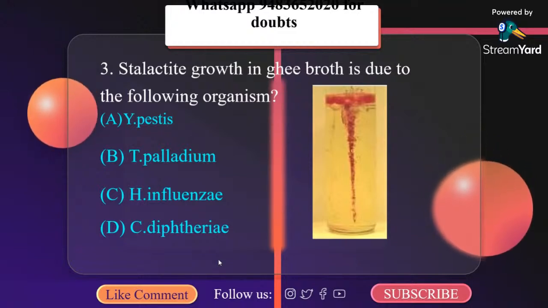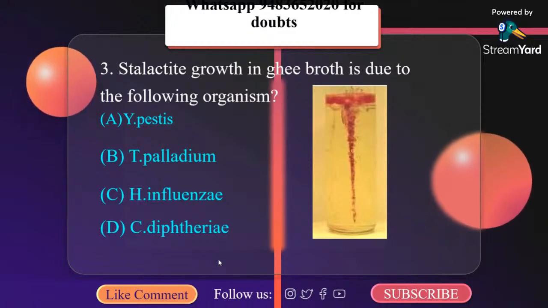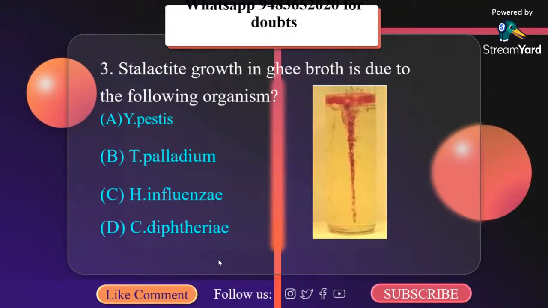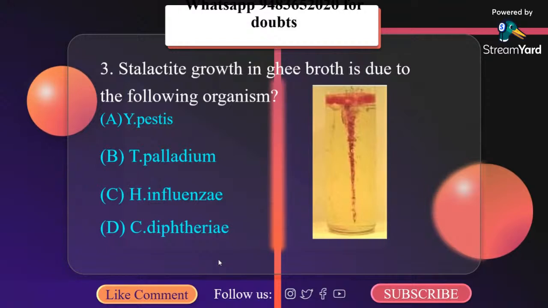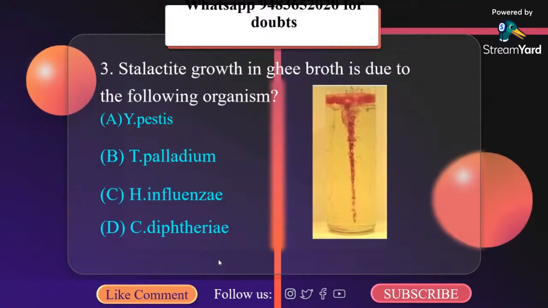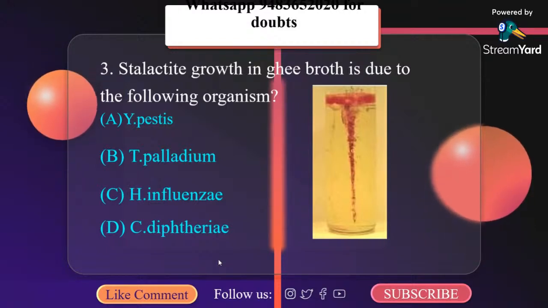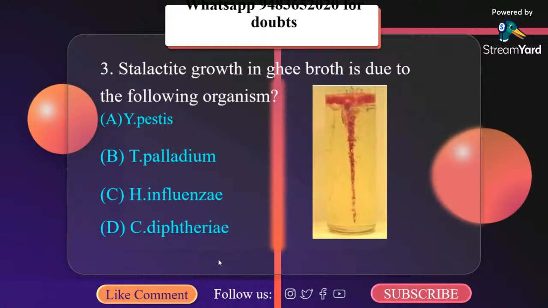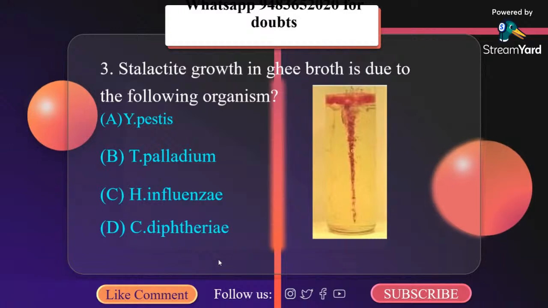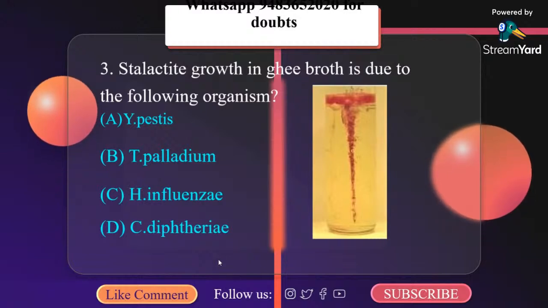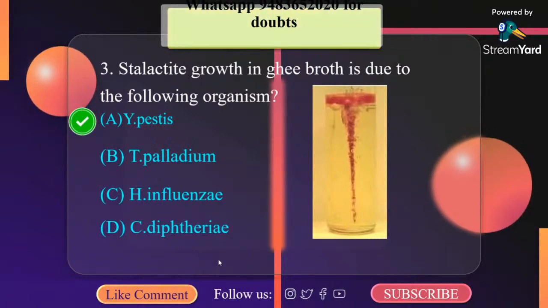So once more, the cultural characteristics of Yersinia pestis. When you grow it in a flask of broth with oil, you see stalactite growth. On nutrient agar, colonies are small, delicate, transparent discs. On blood agar, colonies are brown due to absorption of hemin pigment. On MacConkey agar, colorless colonies. In broth, a flocculent growth occurs at the bottom and along the sides of the tube. So the correct option here is Yersinia pestis.